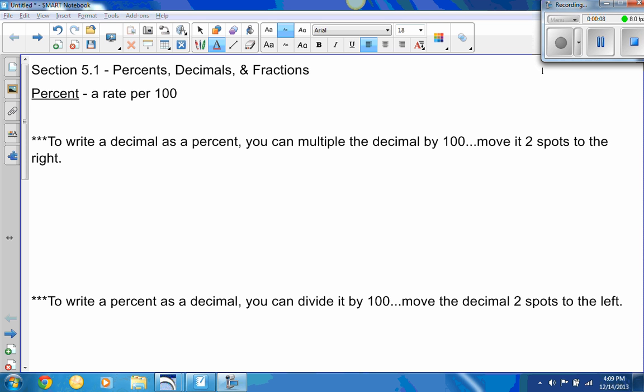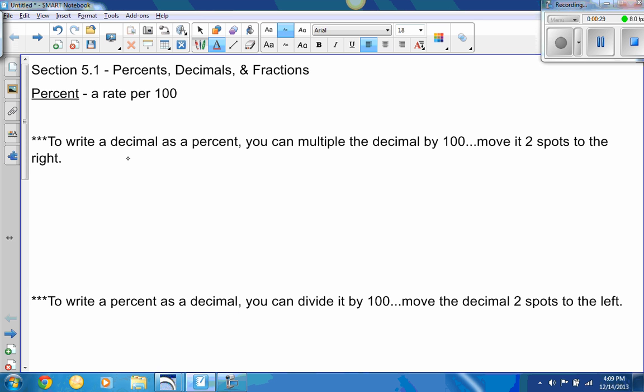So remember when we talk about percents, it is always compared to 100, no matter what the percent is. Even if you had 300%, you would put 300 over 100 to turn it to a fraction. So let's go through each of these.